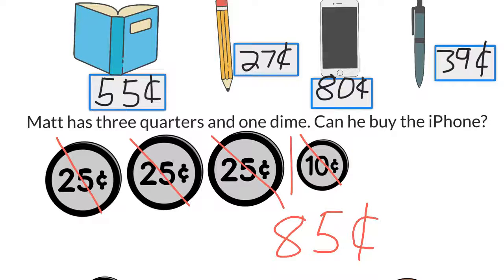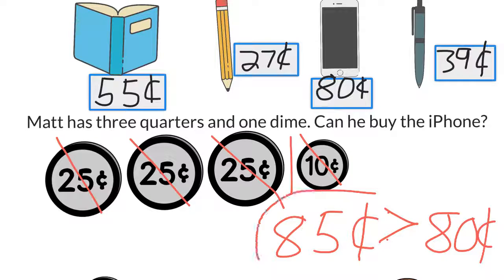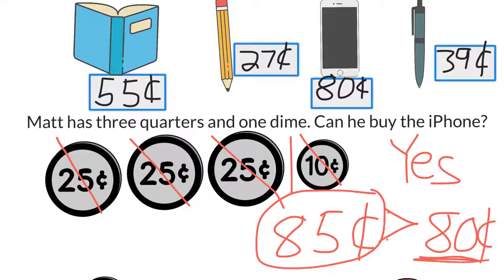And we need to compare that to the price of the iPhone, which was 80 cents. So here we see that the 85 cents that we have is greater than the 80 cents that it costs. So our final answer is yes, we can buy this iPhone.